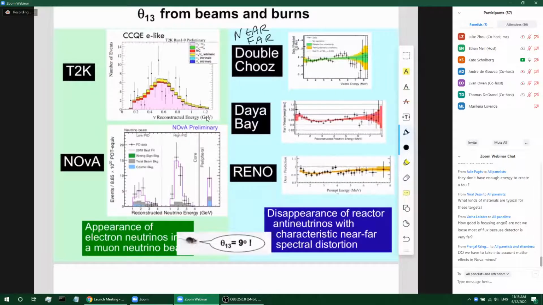And Daya Bay actually had multiple detectors. RENO, I think, was 2, could be wrong about that. And Double Chooz also 2. And they observed this disappearance with characteristic near-far spectral distortion. And actually now, this is in fact, I think, the most precisely known mixing angle, with some really high quality data from these reactor experiments, especially Daya Bay.